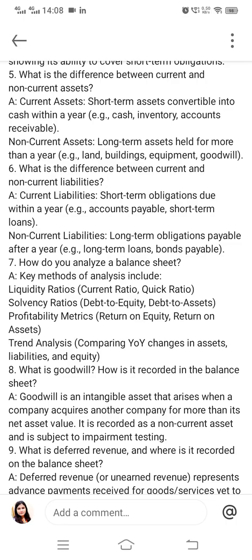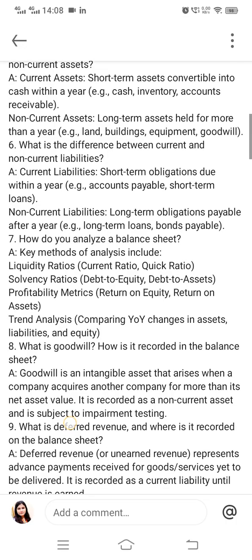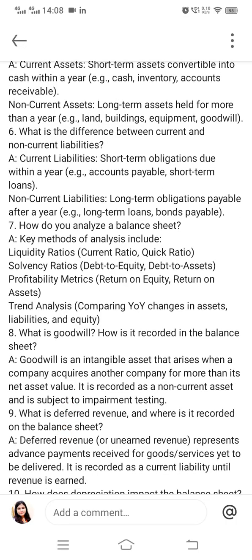Now we have sixth question. What is the difference between current and non-current liability? Same goes for current and non-current liability in terms of the time duration. Current liability is a short-term obligation due within a year, that is our accounts payable, short-term loans. Now we have non-current liability, that is a long-term obligation payable after a year, that will be our long-term loans, bonds payable.